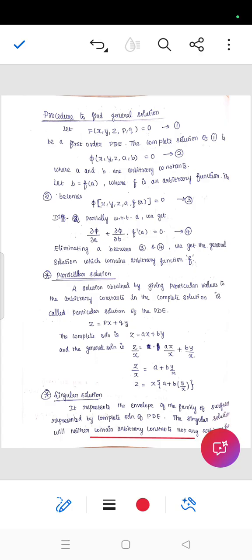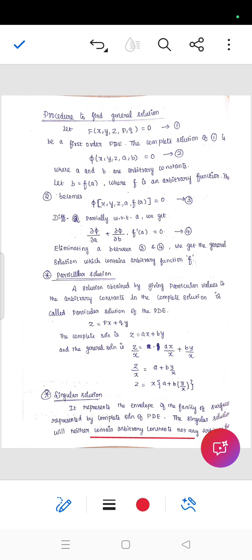A complete solution has as many arbitrary constants as there are independent variables. Second one is the general solution. If the order of the equation is 1, it will have one arbitrary function. If the order of the equation is 2, the solution has two arbitrary functions, then it is called the general solution. Third one is the singular solution, that is the solution which has no arbitrary constants and no arbitrary functions, then it is called the singular solution.